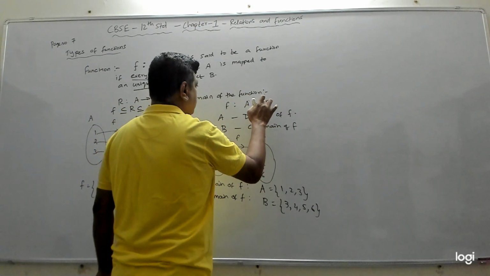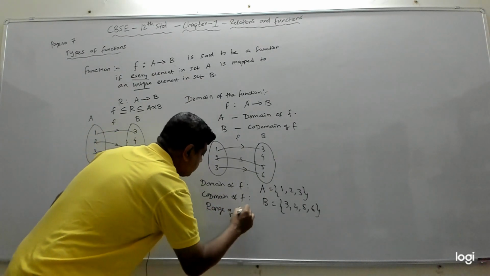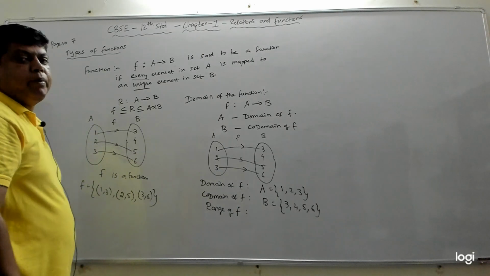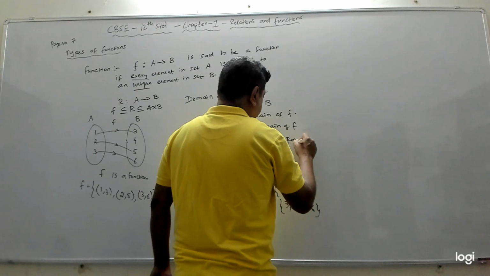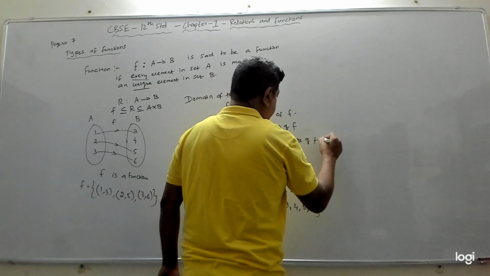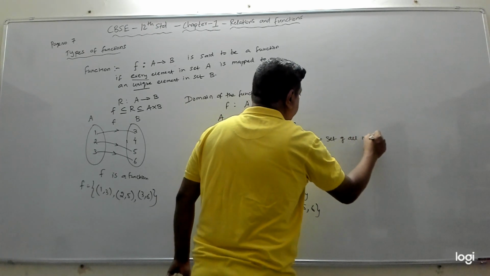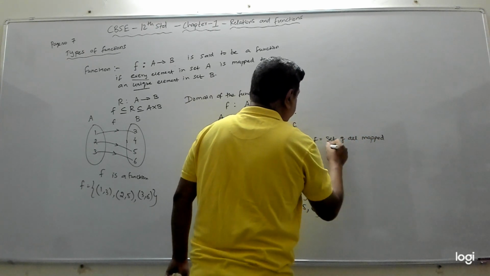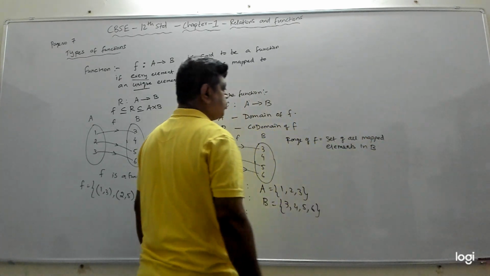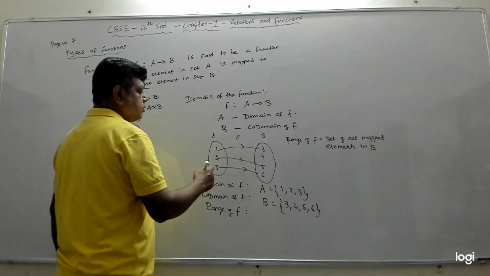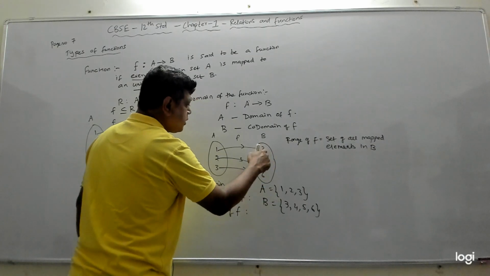Okay, now what we have is the range of f. Range of f is defined as the set of all mapped elements in B. So whatever elements are mapped, right? These are the elements which are mapped.